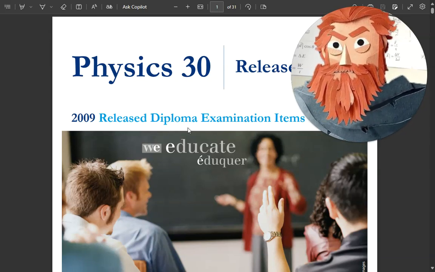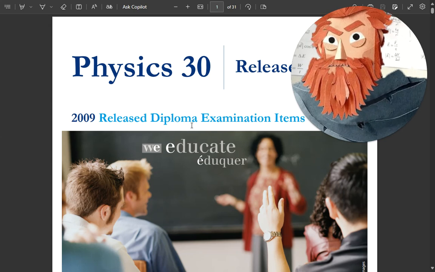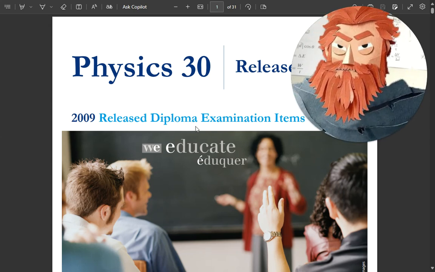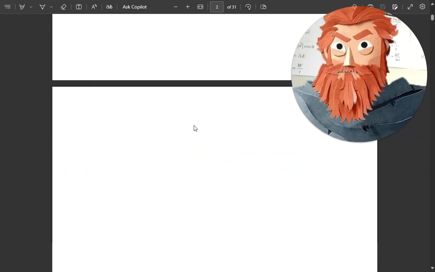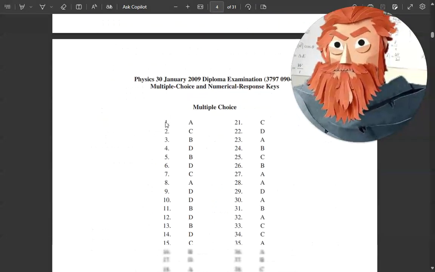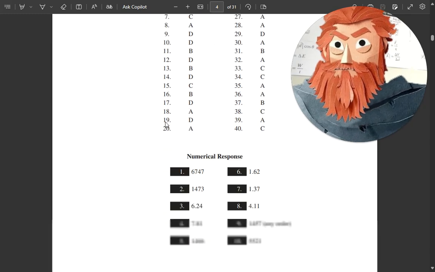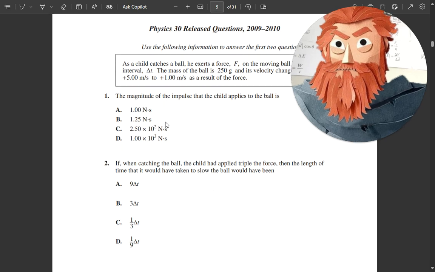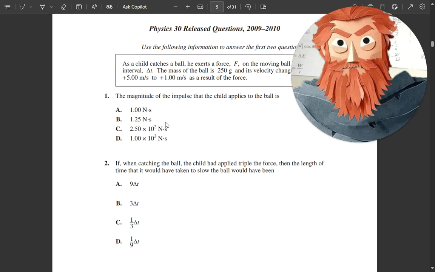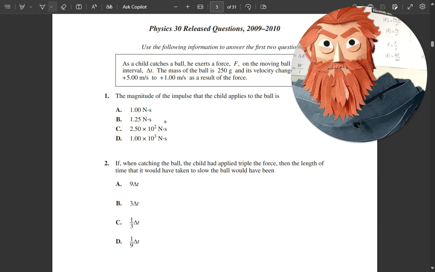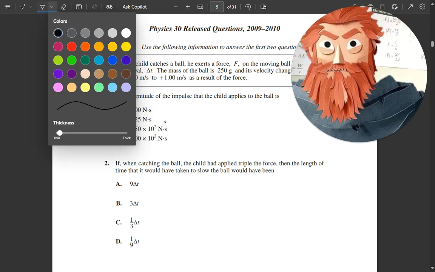So we're going to go over this 2009 diploma released items. Hopefully this goes well. Okay. So let's see, I'm using a different program here to write right on top of the PDF. So here's the answer key. Not concerned about that. We'll figure out the answers. Maybe we can review back there and see, did I do these correct? I don't know. Okay. So let's try out this first question here.